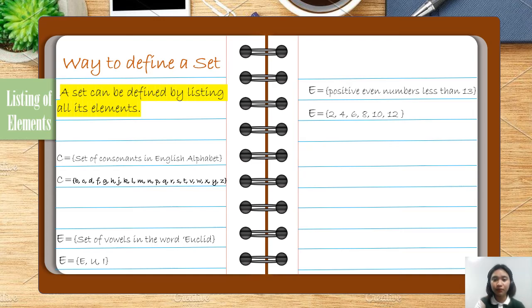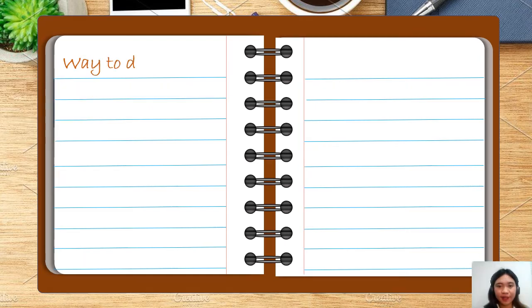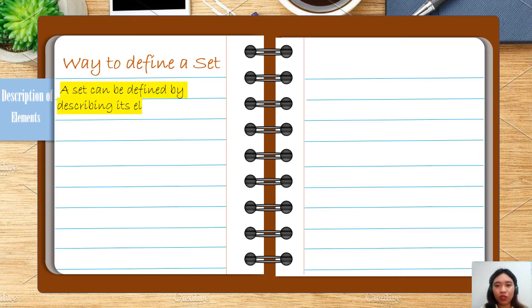Next, the second way to define a set is description of elements. A set can be defined by describing its elements clearly. In instances where it is not possible to list all the elements of a set, we can define the set by describing its elements clearly. For example, we have set D, which is Sunday, Monday, Tuesday, Wednesday, Thursday, Friday, and Saturday. What is the best word to describe all the given elements?